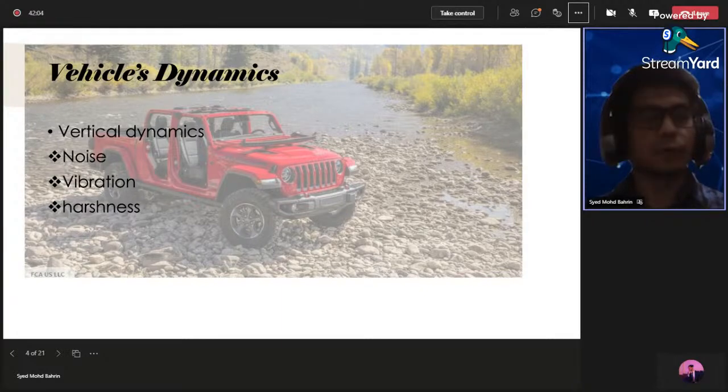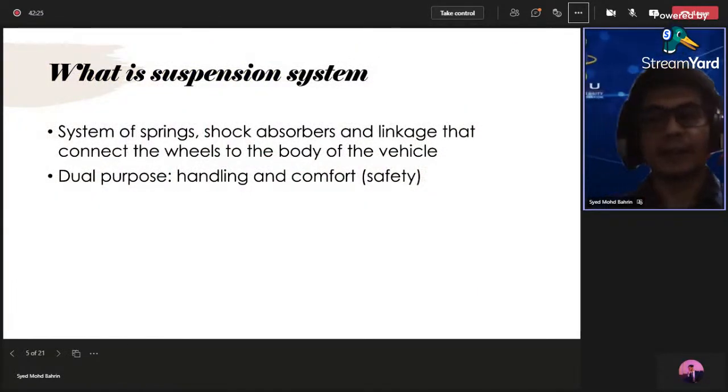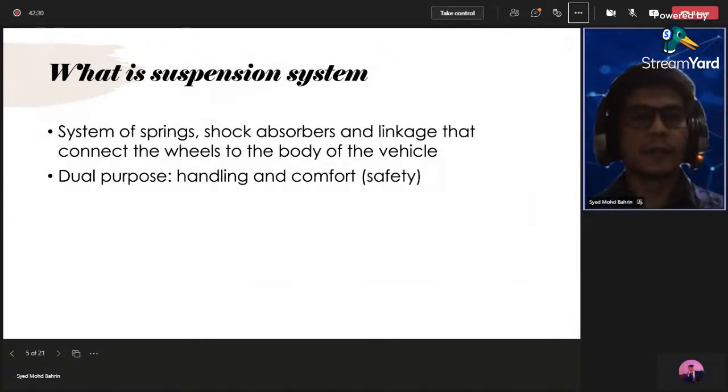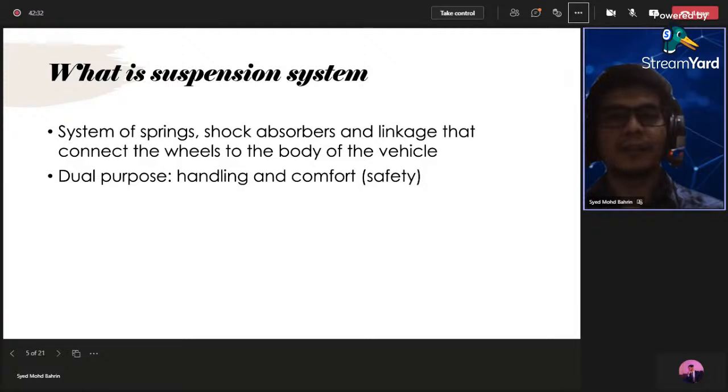So to control or to counter all the motion, all 6 degrees of freedom of motion of the vehicles, in order to save our body, as well as to save our vehicle from getting damaged. Okay, right. So having known that, what is a suspension system? We know that the suspension system is used to counter all these dynamics of the vehicles. And as I have mentioned just now, it has two main purposes. One is for handling and one is for comfort.